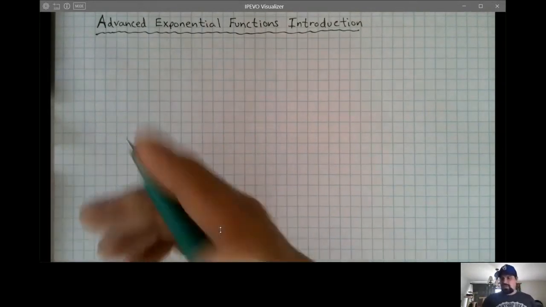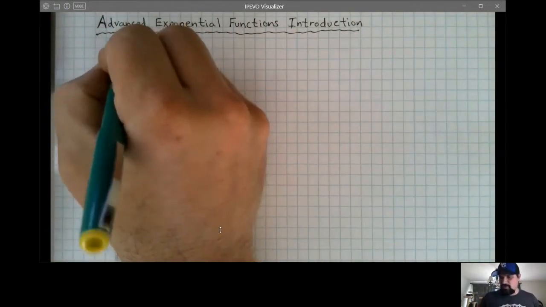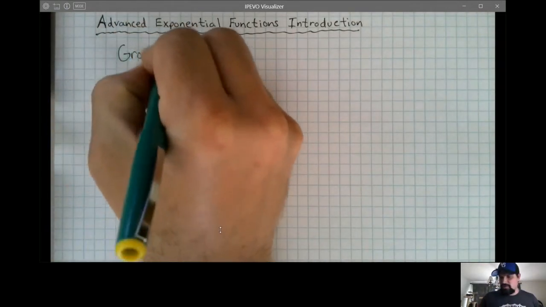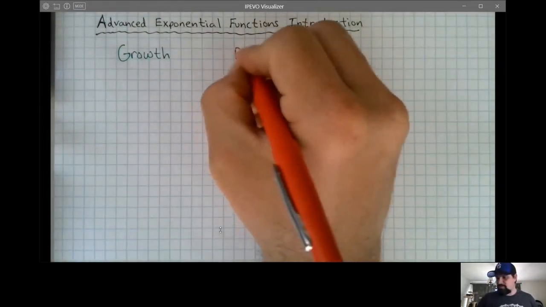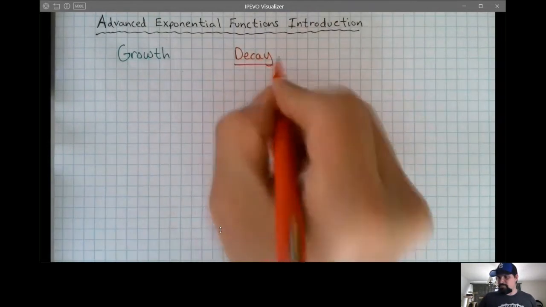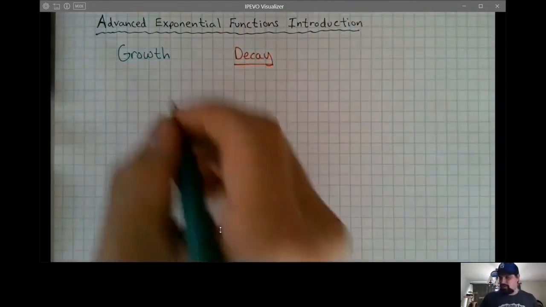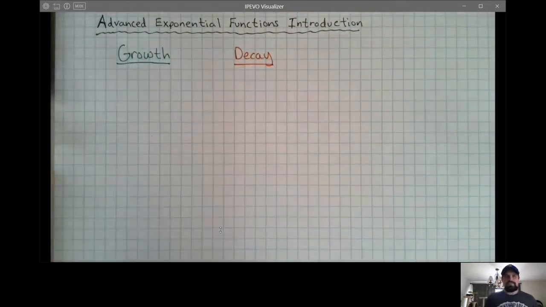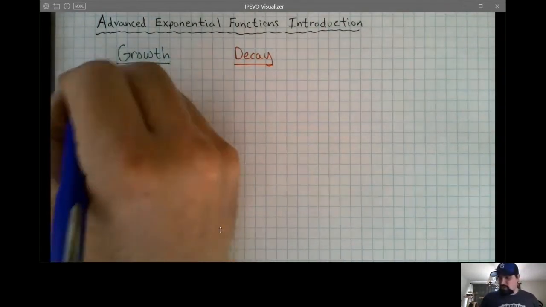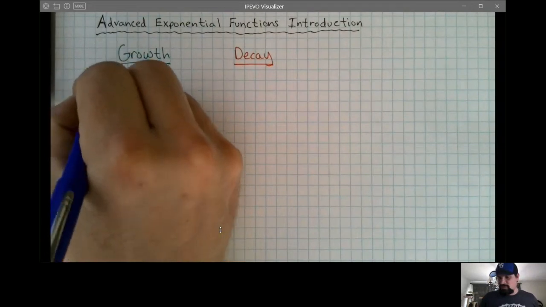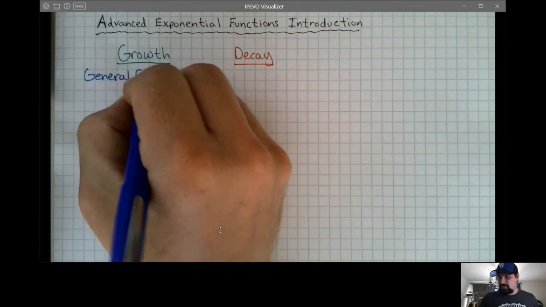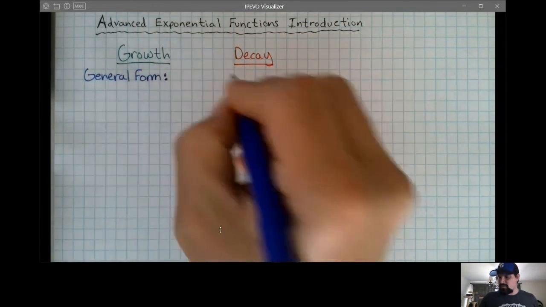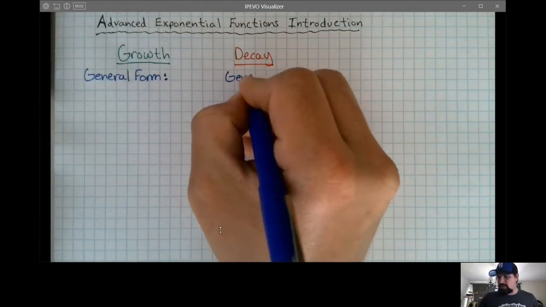Okay, so like I said, we have two options here. We can have growth, or decay, which I chose red and green for a reason. They look nice. Alright, so for these both, we will have a general form of what they look like. It's going to be very similar to our basic exponential functions, with a slight change.